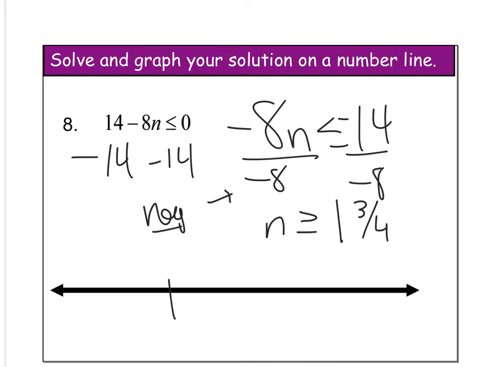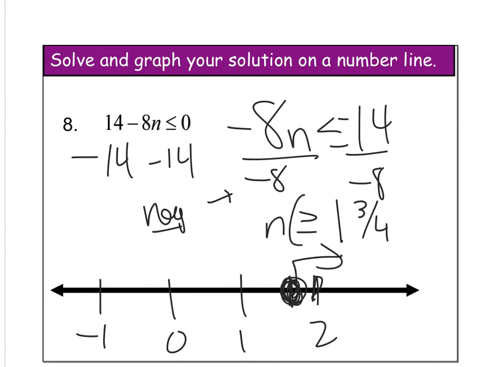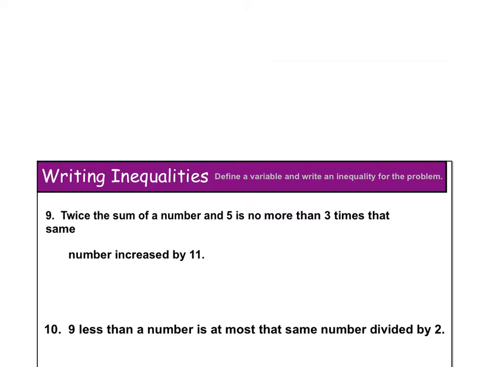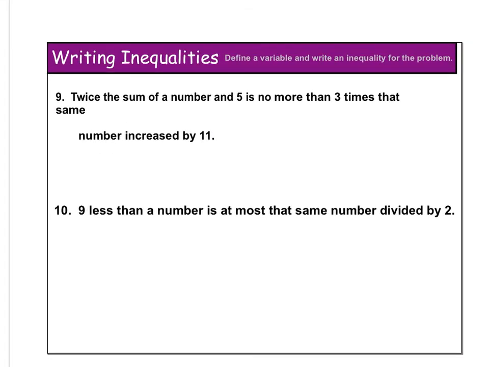So I'm going to go 0, 1, 2, negative 1. 1 3/4 would be right about here. So it's greater than or equal to, less than or equal to. There's my answer. Let's take a look here.